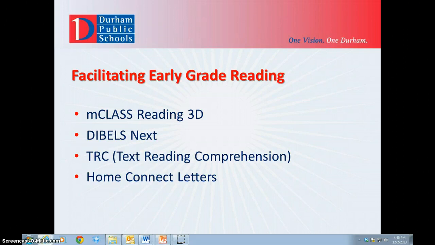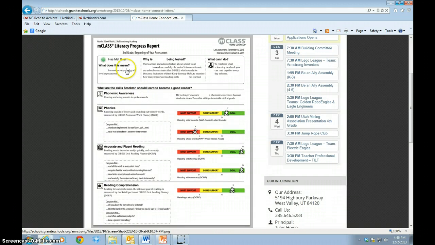As parents, you should have received a Home Connect letter. Here is an example of this letter. As you can see, this letter provides specific information on your child's progress and a variety of different assessments. If you have not received this letter, please ask your homeroom teacher. And if you have and you still have questions, please contact your homeroom teacher, as they should be able to provide you clear information on how to read this report.